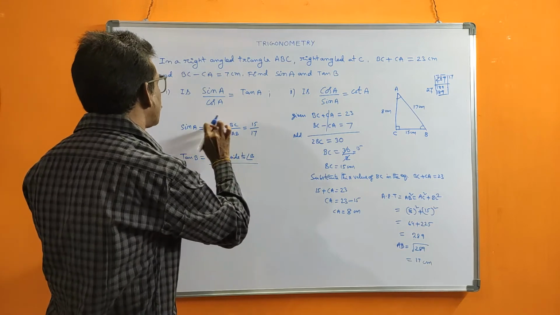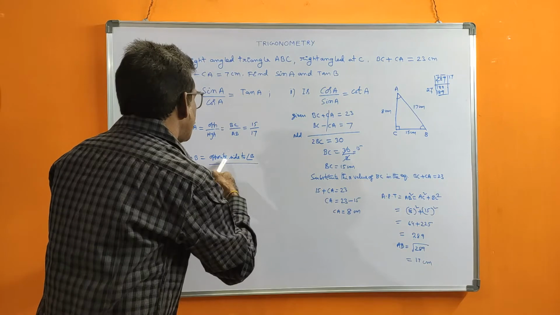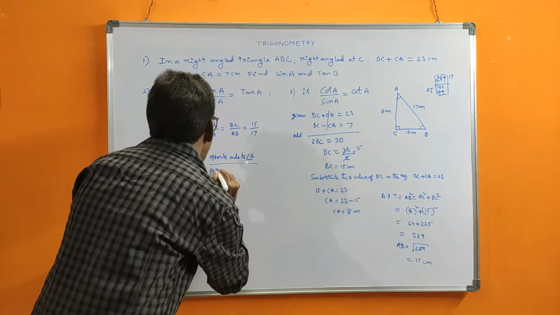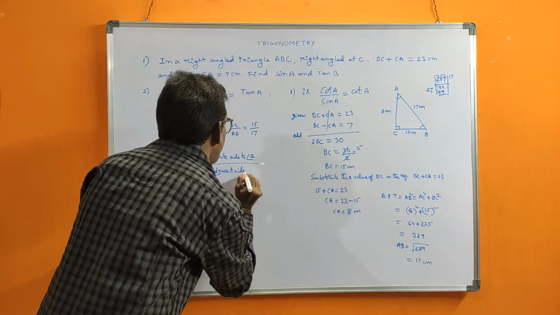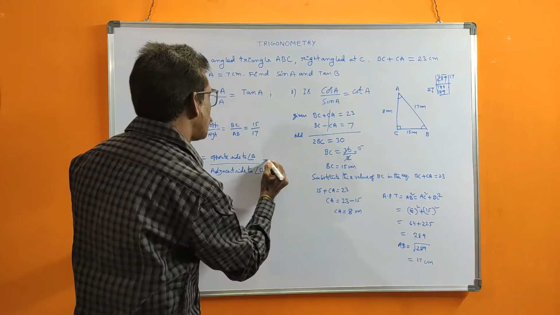For here also, opposite side to angle, you can write. Opposite side to angle B by adjacent side to angle B is tan. Like this you practice writing, then there is no confusion.